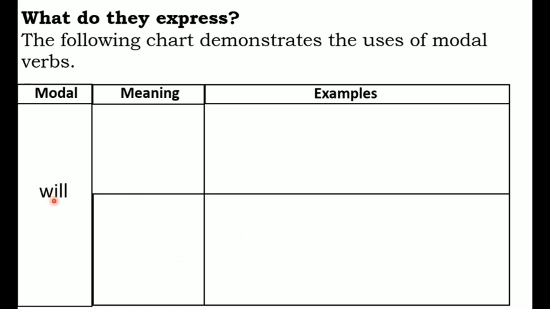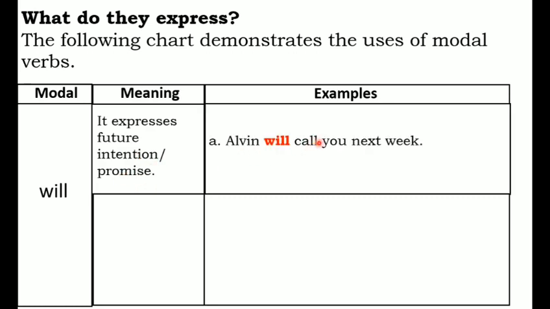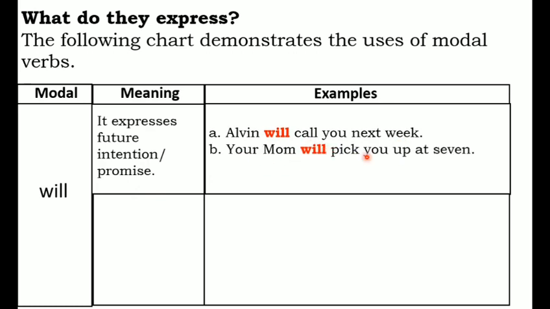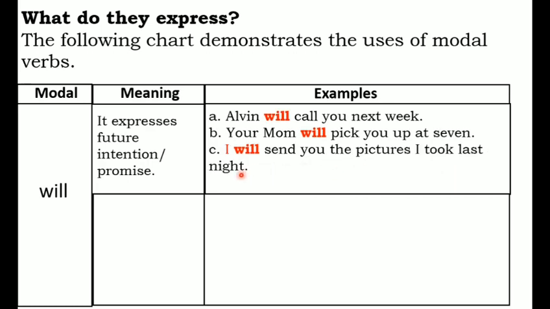Next, modal is will. The first meaning is it expresses future intention or promise. Example, Alvin will call you next week. This is an intention. Your mom will pick you up at 7. This is a promise. I will send you the pictures I took last night. This is another promise.